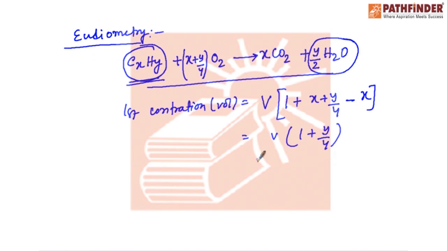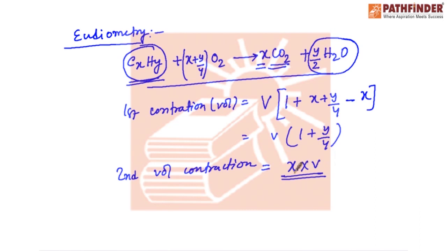Now you might think, how do we find out the value of x? That is also easy. Now we allow this mixture to pass through potassium hydroxide solution. As you know, CO2 is acidic, so it will be absorbed in potassium hydroxide solution. So a second volume contraction will take place, and that should be equal to x times V, because one volume of the given hydrocarbon produces x volume of CO2. So V volume of hydrocarbon will produce Vx volume of carbon dioxide, and that carbon dioxide disappears when we allow the mixture to pass through KOH solution.